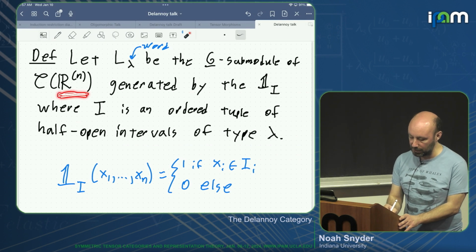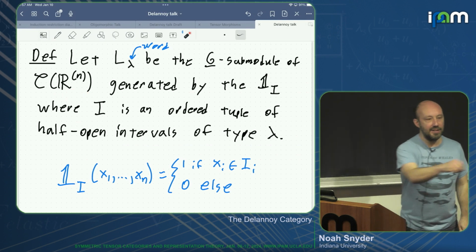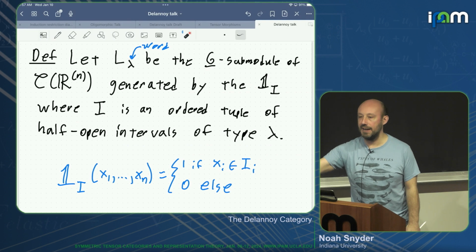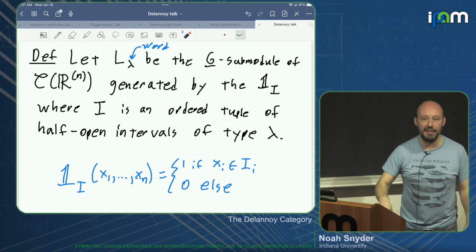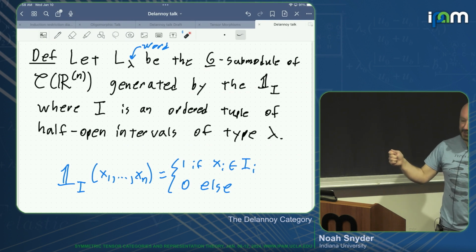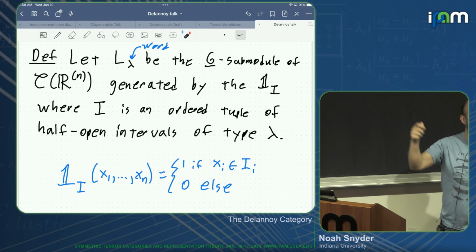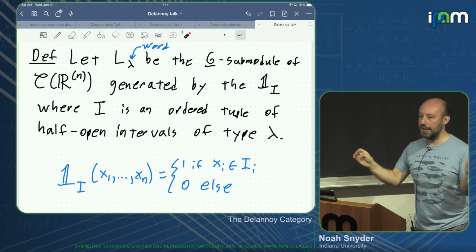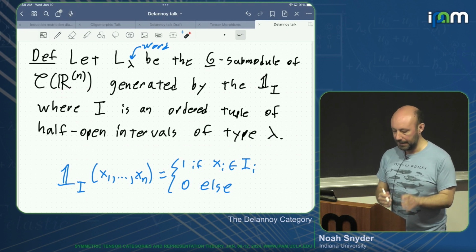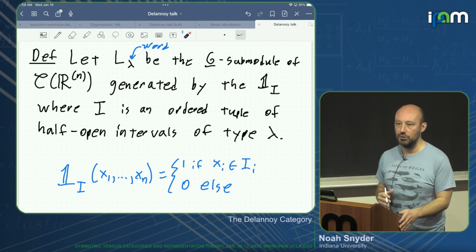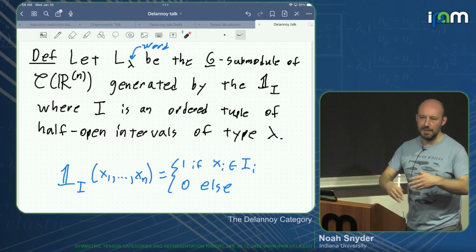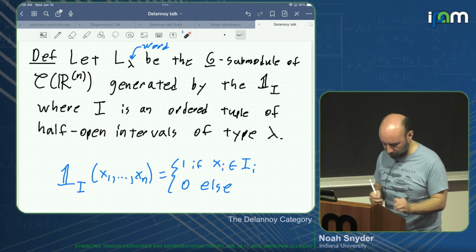This is supposed to be a Schwartz function on r to the n. R to the n is n points in the real line coming with their canonical ordering. And all I do is ask, does the first point land in the first interval? Does the second point land in the second interval? Does the third one land in the third interval, et cetera? If the answer to all of those questions is yes, then I get the number 1. And if the answer to any of those questions is no, then I get 0. So this is some Schwartz function on r to the n, and I take the G submodule generated by those. Again, I think you could take the G submodule generated by all of them or generated by just one of them. You're going to get the same definition.